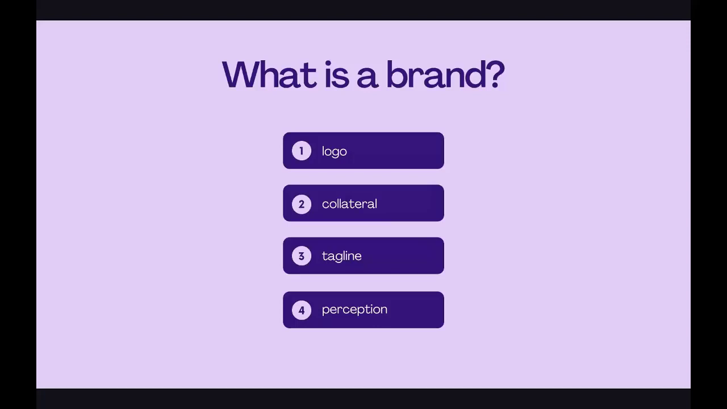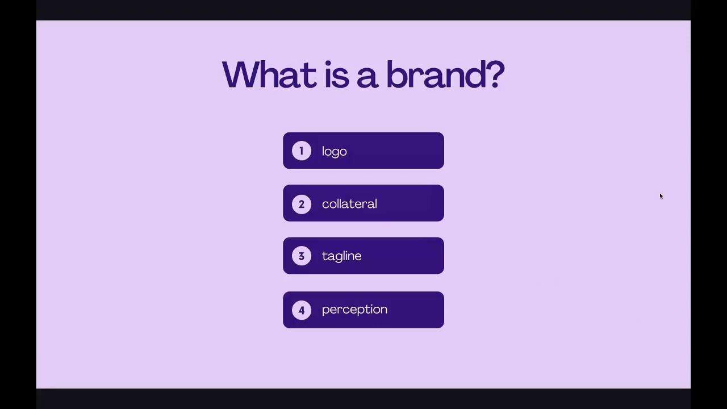Is it about your logo? Is it about your collateral? Is it about a tagline for your nonprofit? Is it about perception? What would you say brand actually means? I'll be curious to see what you guys are saying.